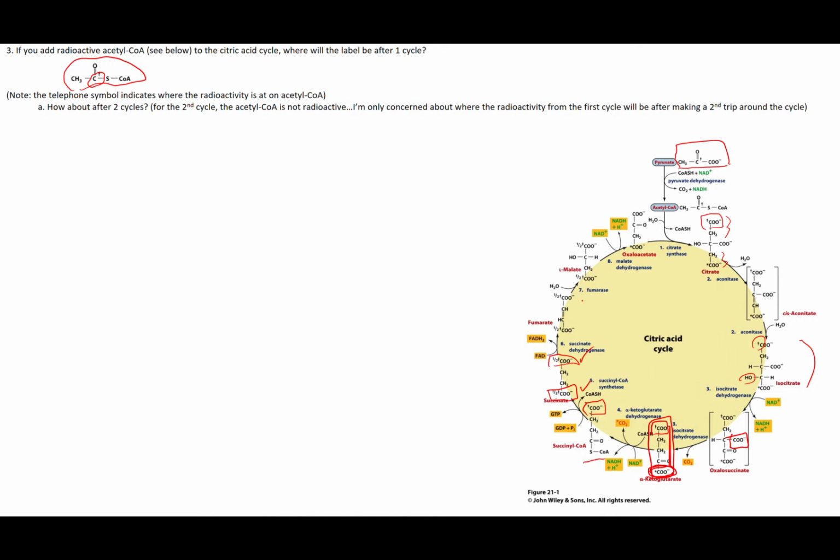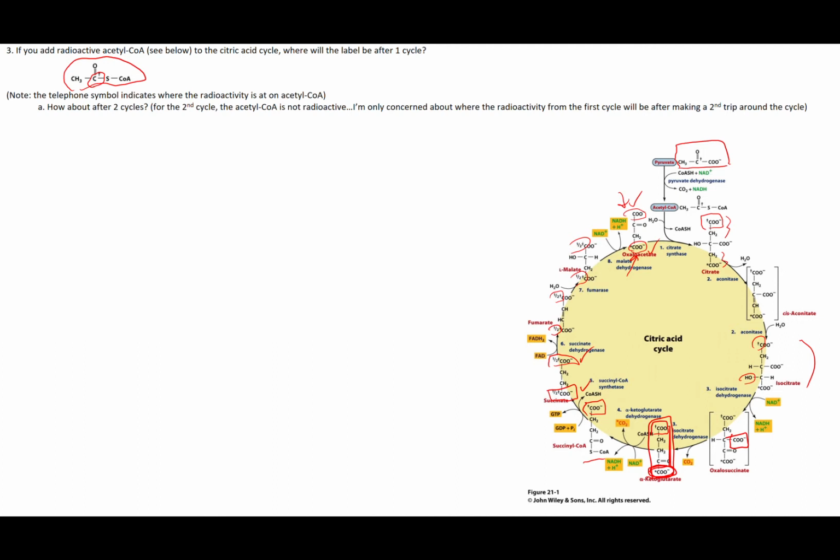Then when we continue on, making fumarate, our radioactive label is still half here, half here. Making malate, half here, half here. And then we make oxaloacetate in the end. This is where our book basically stops tracking it. But after one cycle, our radioactive label is entirely on oxaloacetate, with half of it on the top and half of it on the bottom. So that's the answer to the first part. What will the label be after one cycle? It'll be half here, half there, on oxaloacetate. None of it ends up in CO2 after one cycle.